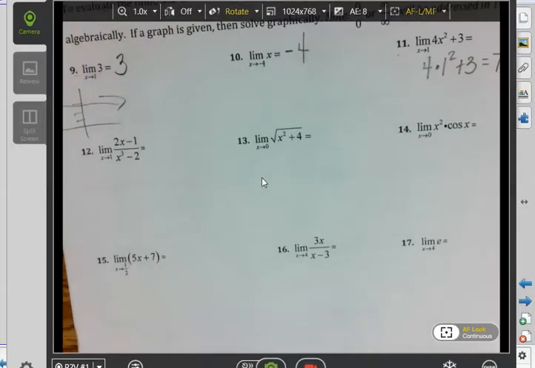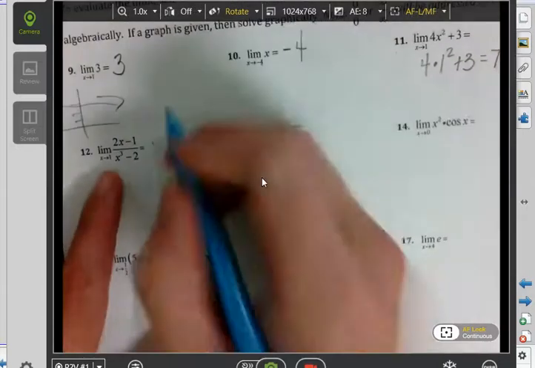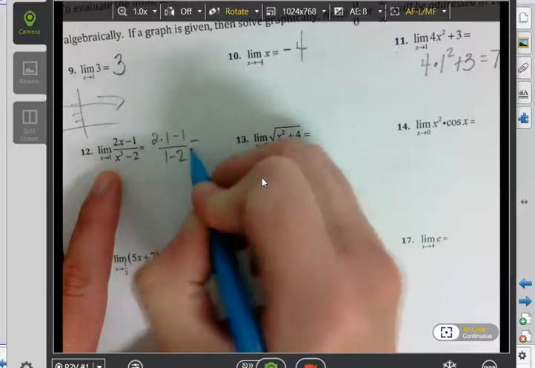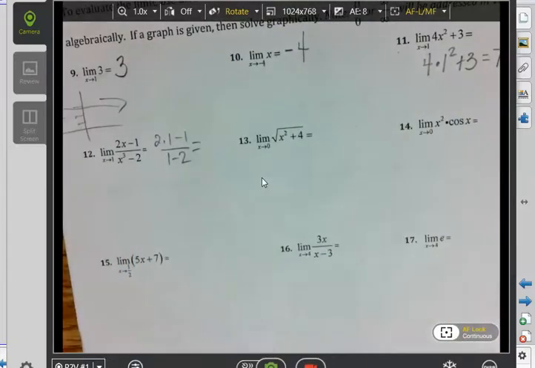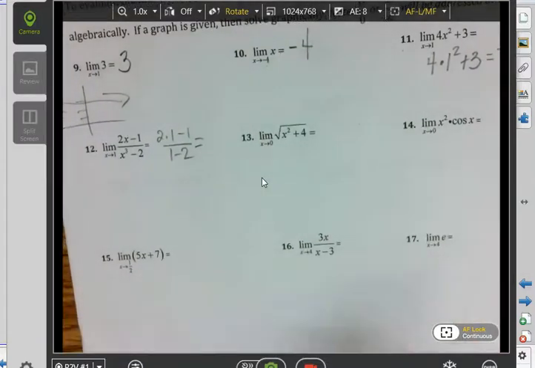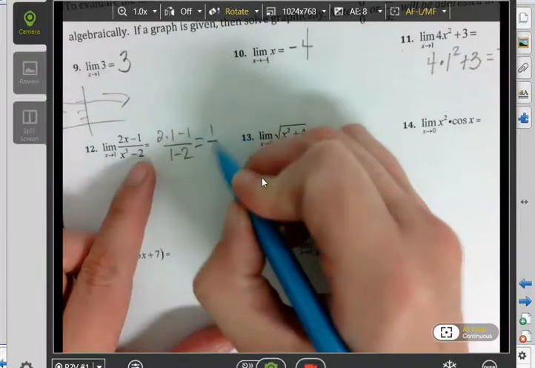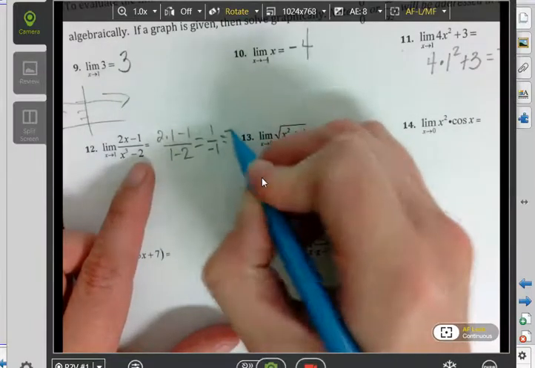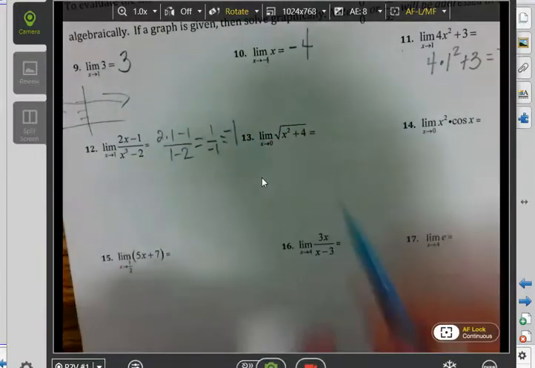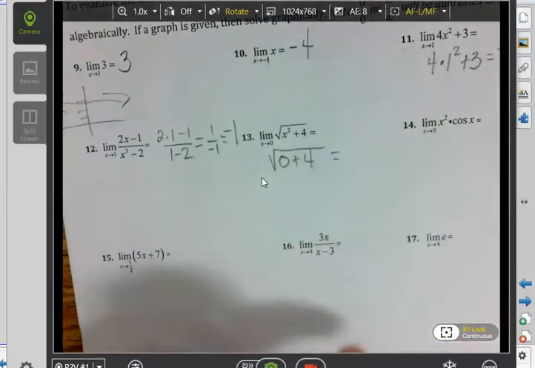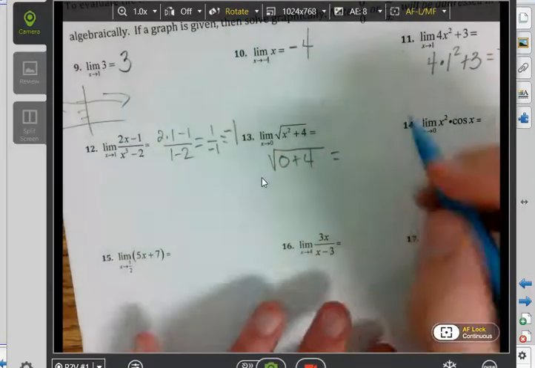All right, number 12, we're going to plug in 1, 2 times 1. What do we get? 1 over negative 1, is that right? So you guys got negative 1? Square root of 0 plus 4 is 2?